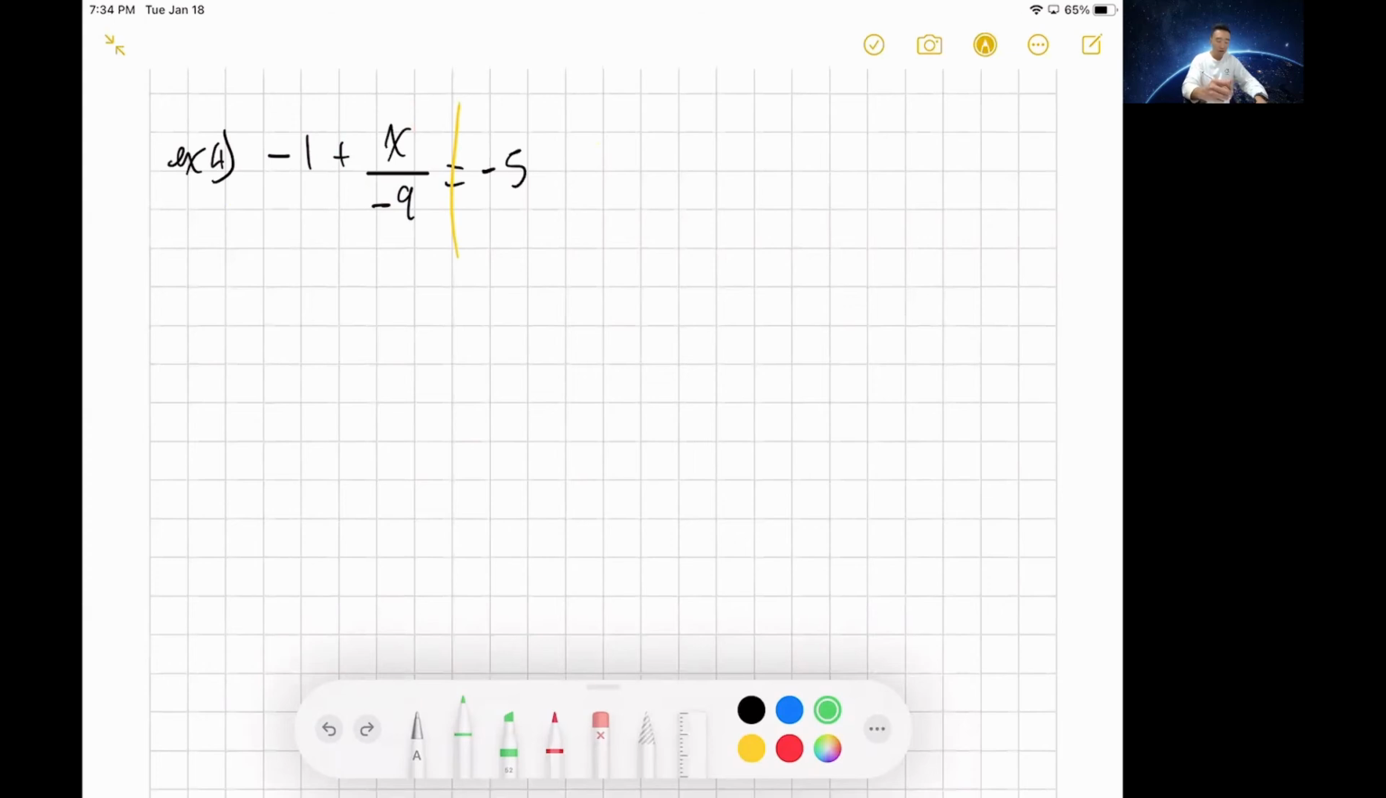And now you're just checking out how to do it. I'm going to cancel that first because this is a division relationship. I'm going to add 1. I'm going to add 1. That way, these two cancel out.